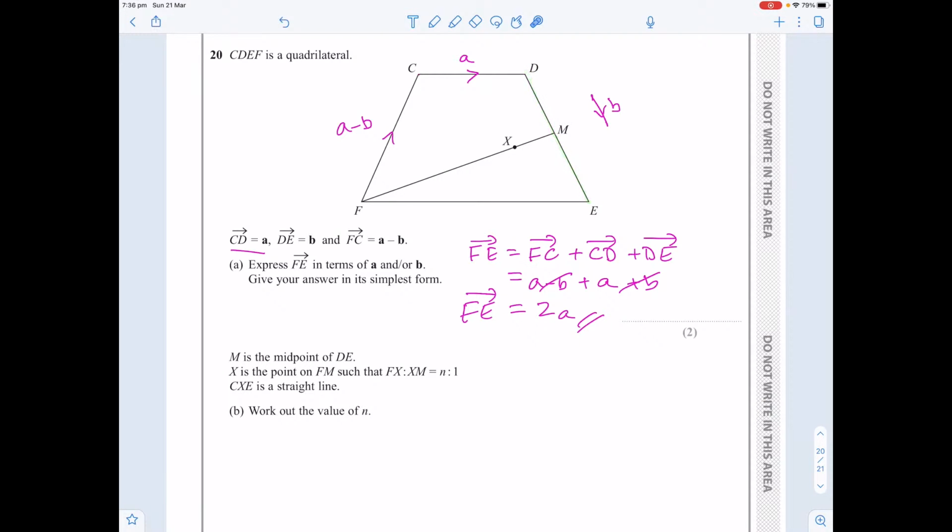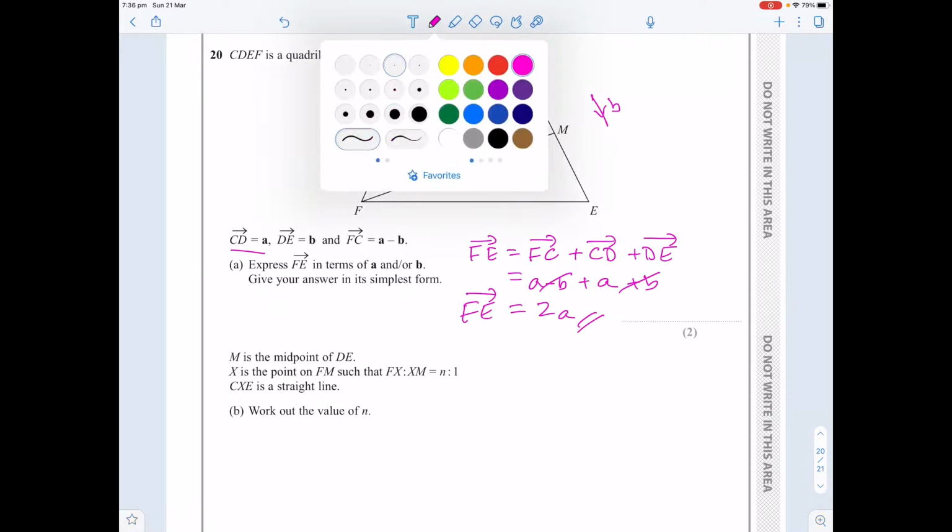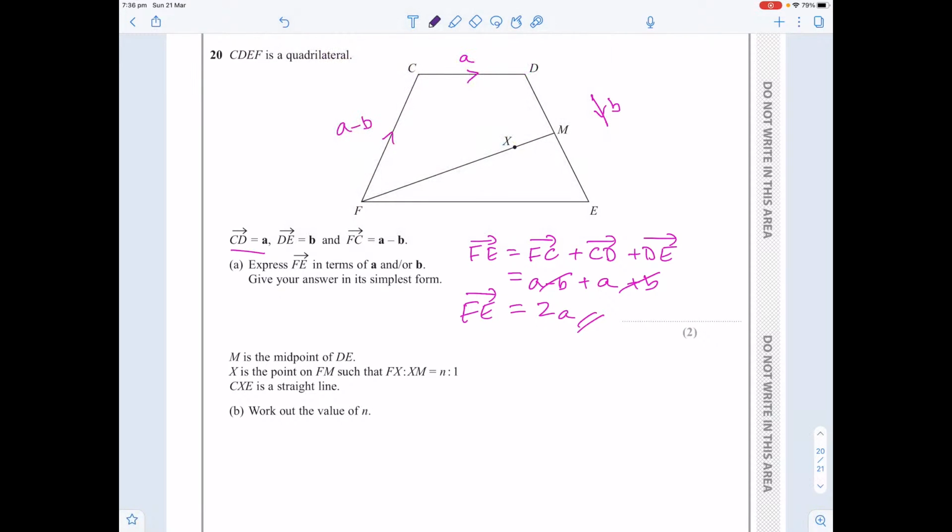Now, earlier on, we were told that D to E is equal to B. So therefore, what we can now write down is that D to M would be half of B, and M to E would also be half B, giving us the full B. Sorry, not D to M, M to E will be half B. So that's what we do with the information that M is the midpoint of D to E.